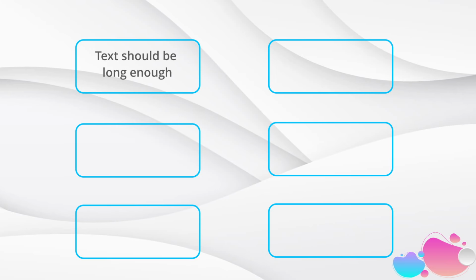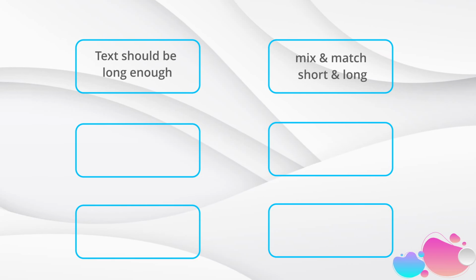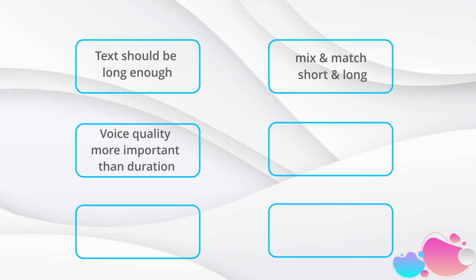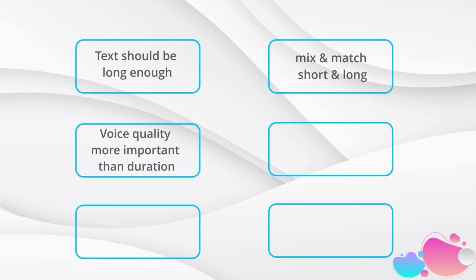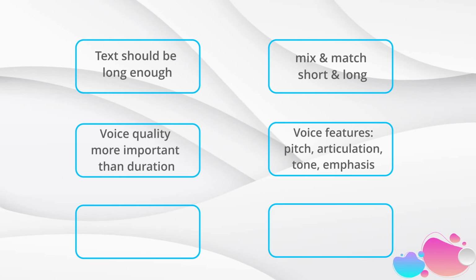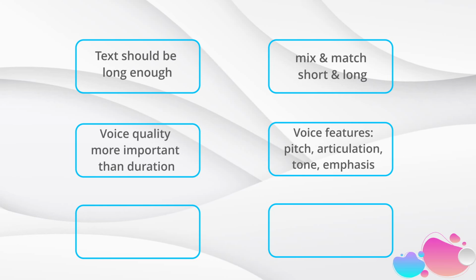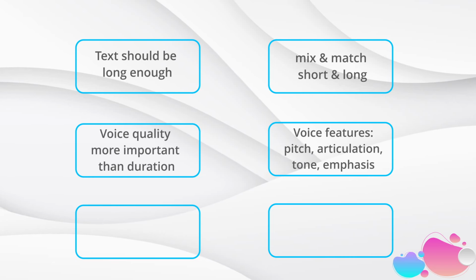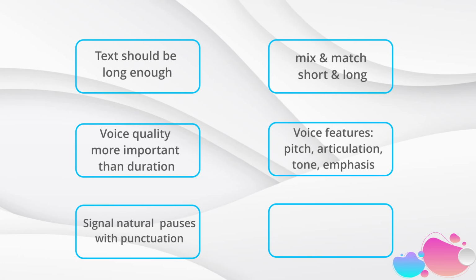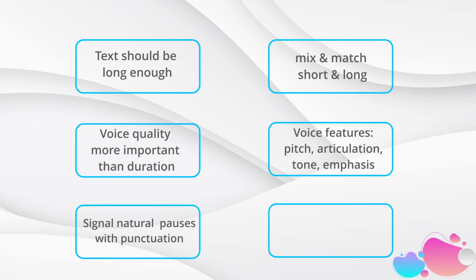So to sum it up, make sure your text is long enough and include the shorter sentences as part of the longer one. Sample voice quality is more important than the duration. So choose a sample audio which includes important voice features you want to replicate. For example, pitch, articulation, tone, emphasis, and even the volume. To signal natural pauses, use punctuation such as a comma or a semicolon in your text.